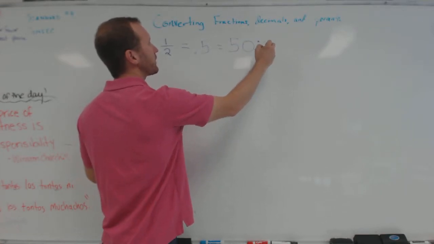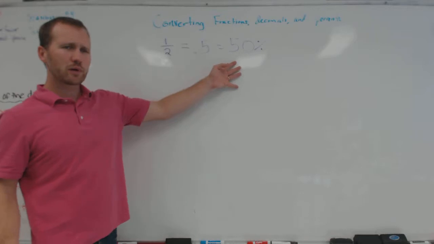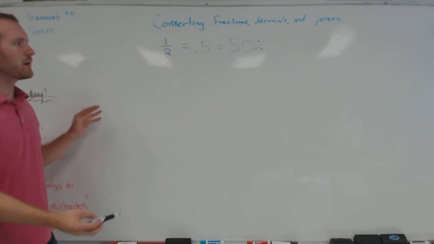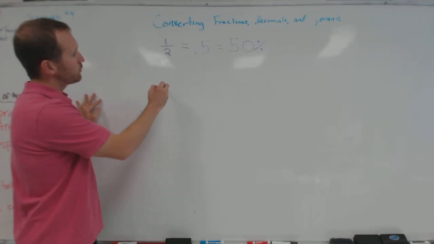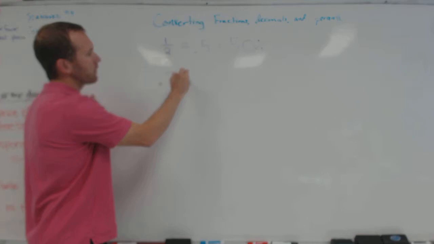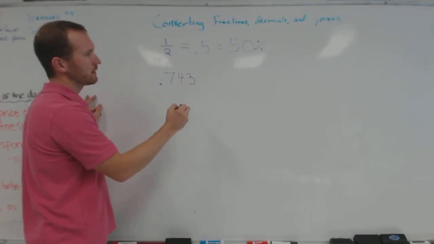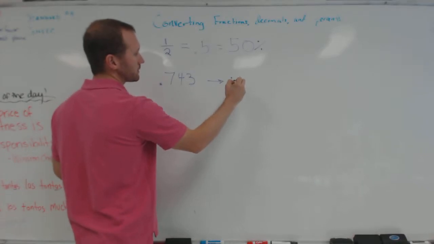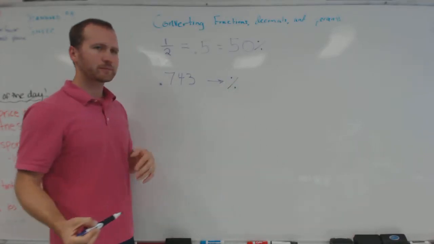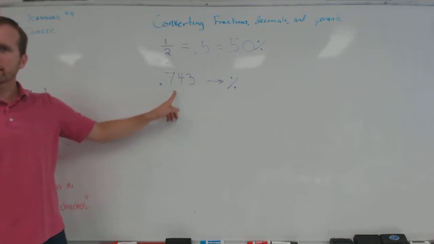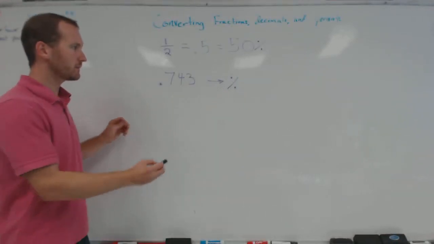So how do we get from one of these to the next? This one is probably pretty familiar. You've probably seen it a lot. But what if I gave you something like 0.743 and I asked you to convert it to a percent? So this example is converting a decimal to a percent.